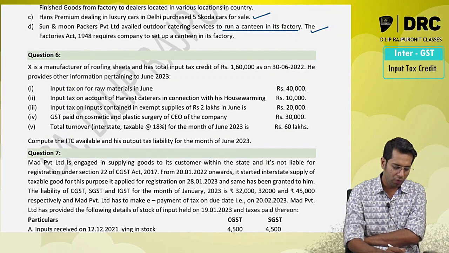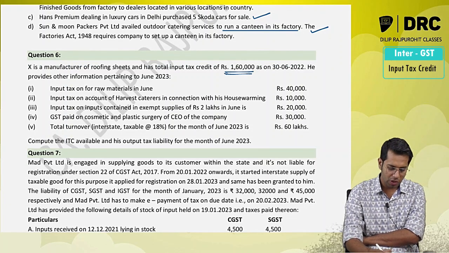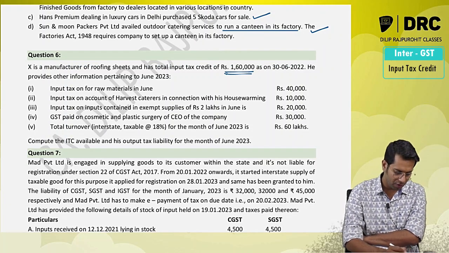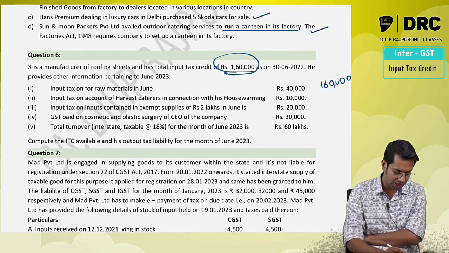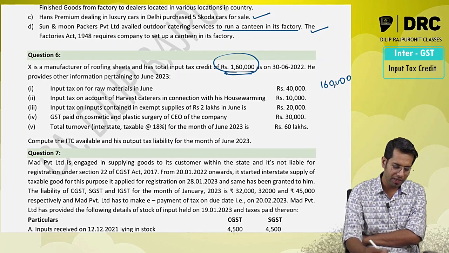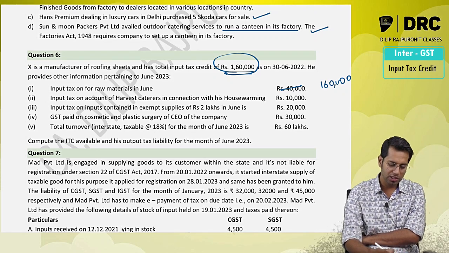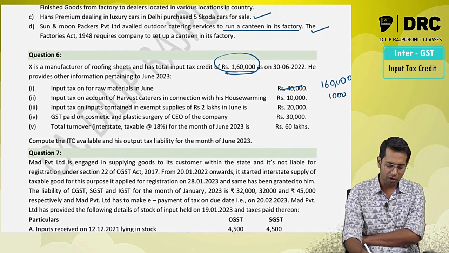X, manufacturing roofing sheets etc., has total ITC of 1,60,000 rupees and other information. So they have given total input tax credit of 1,60,000 rupees. Input tax used for raw material, ITC can be taken. Input on account of caterers in connection with a housewarming ceremony, no, ITC cannot be taken.